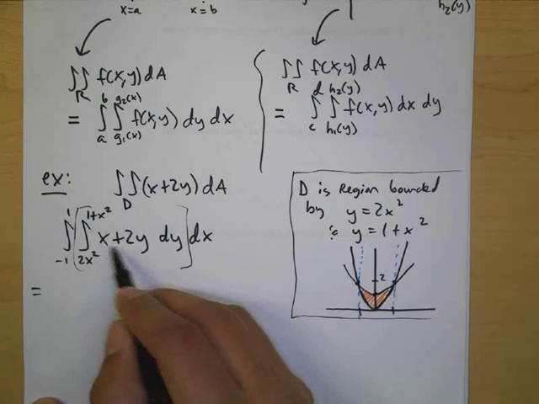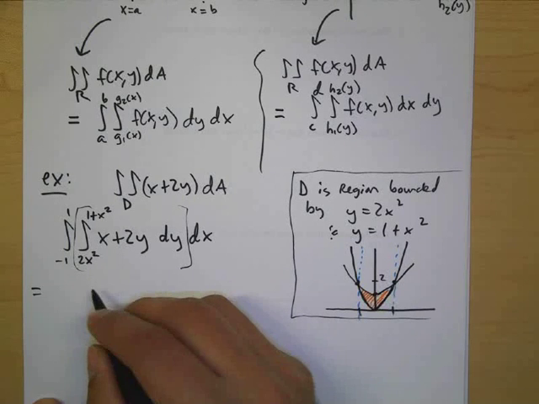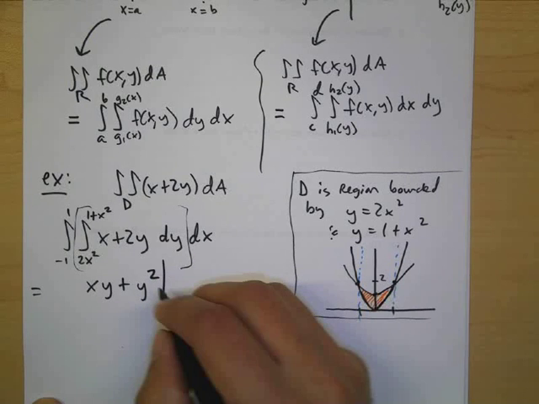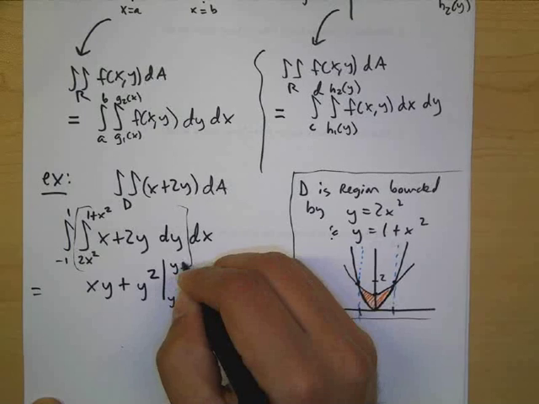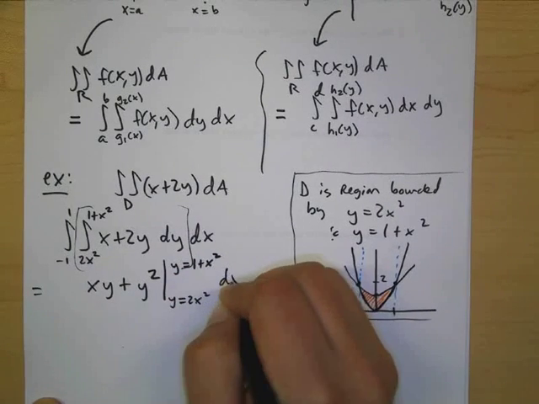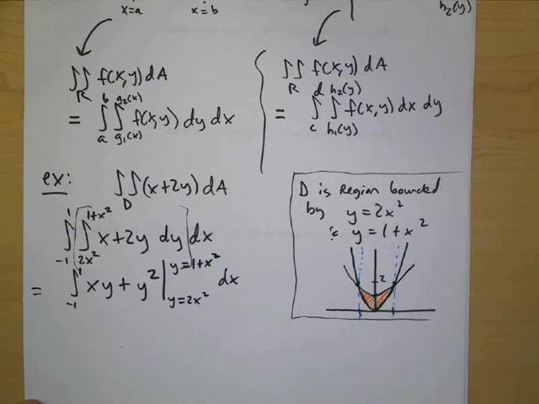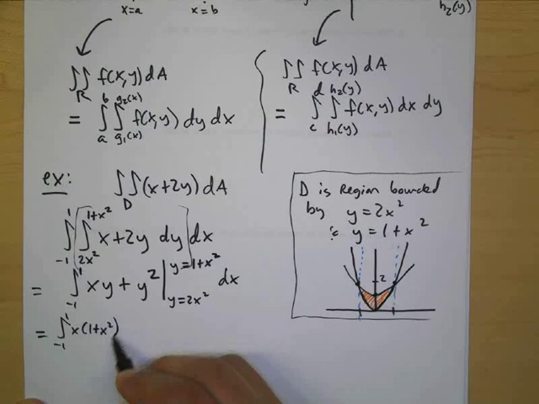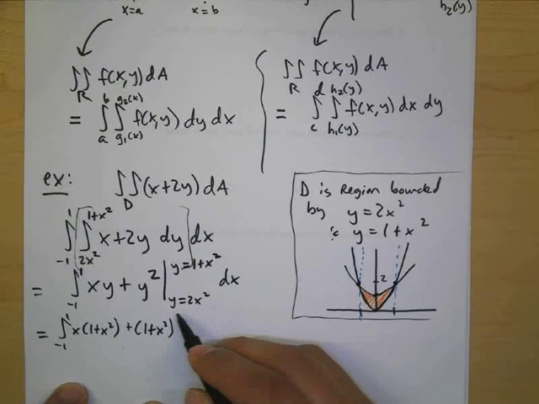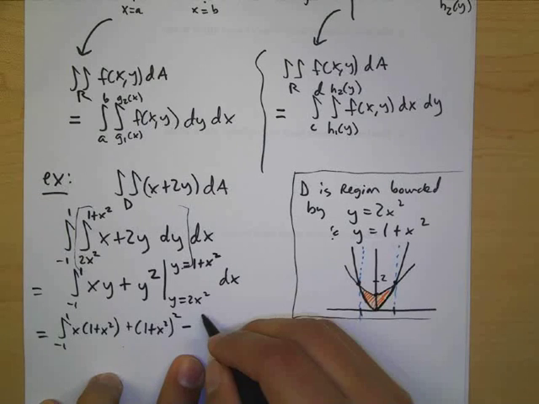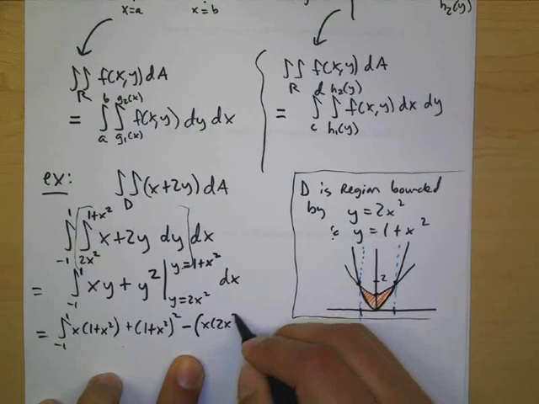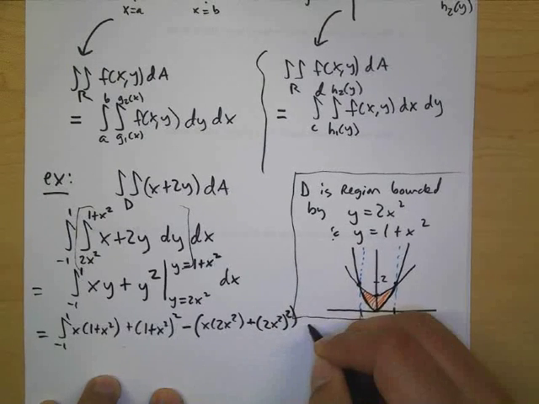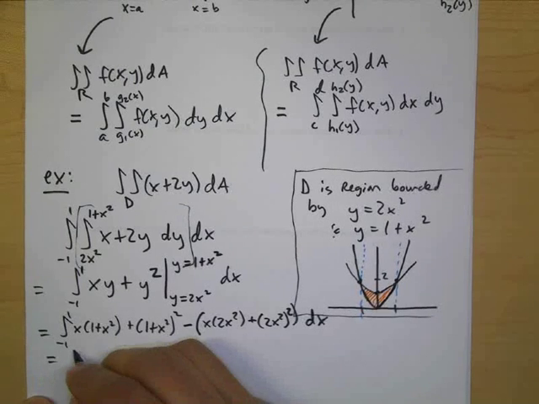So the integral of x plus 2y is going to be xy plus y squared. Do you forget a term? And this is from y equals 2x squared to y equals 1 plus x squared, dx. When you plug in those bounds, now we have x times 1 plus x squared plus 1 plus x squared squared, minus x times 2x squared. I'm being very careful about my work right now. And then plus 2x squared squared, dx.